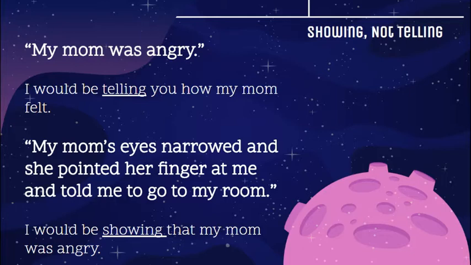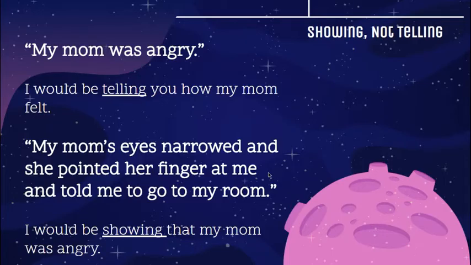However, if we look at this revised sentence here, it says, my mom's eyes narrowed and she pointed her finger at me and told me to go to my room. That's showing me that she was angry. They're using those details that show what anger looks like. You didn't tell me she's angry, but if you were to read the sentence by itself, you'd be able to say, uh-oh, that mom is angry.